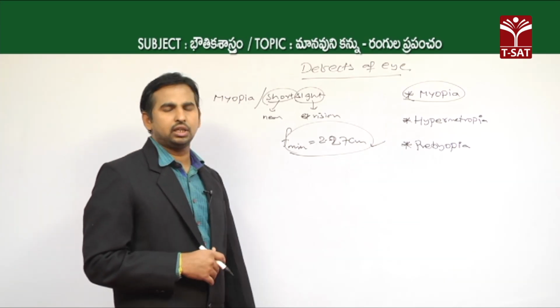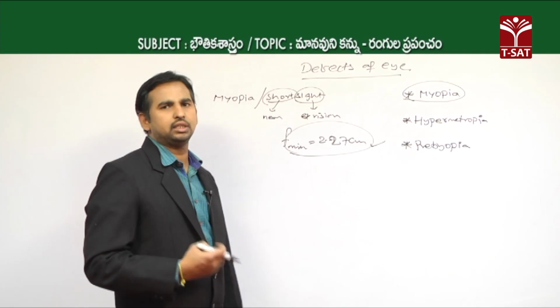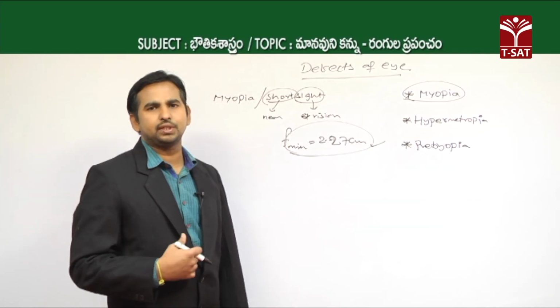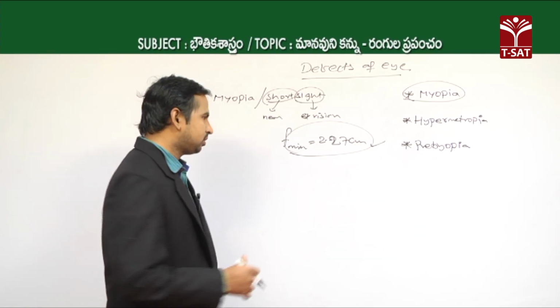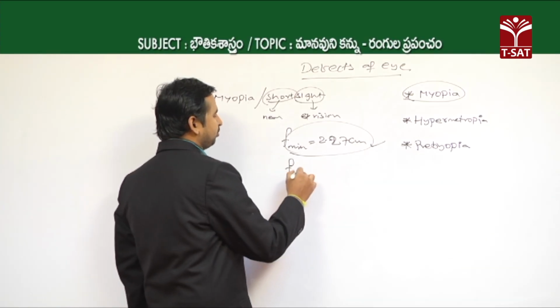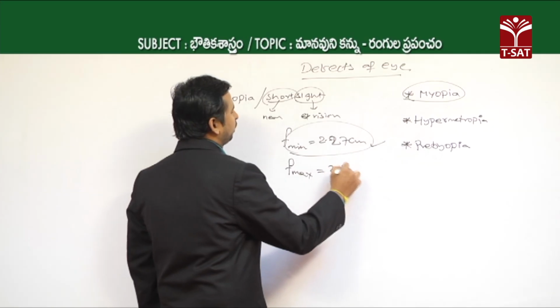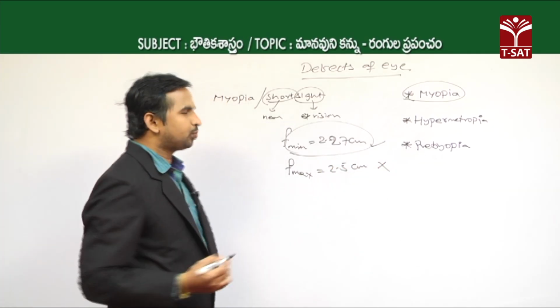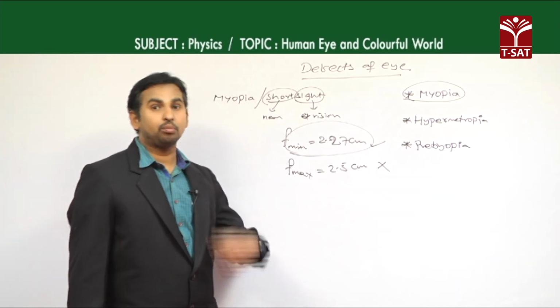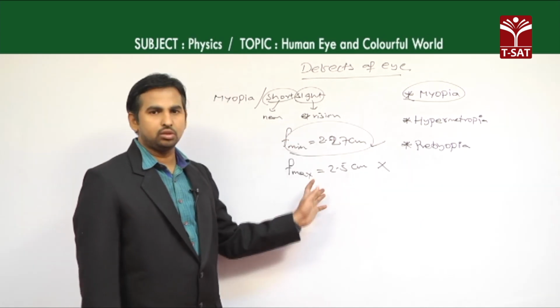We can see the near distant ones very clearly, but the problem is with the far distant ones. Since we cannot see the far distant ones, the F maximum of 2.5 centimeters is not being adjusted. This is the problem in myopia, and a number of questions ask about this.